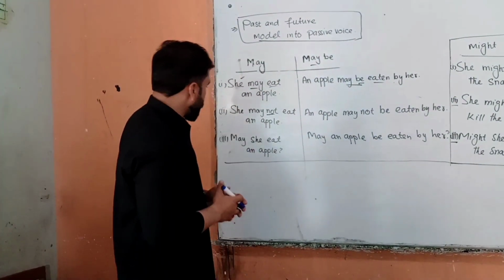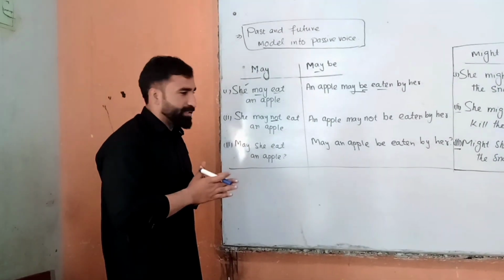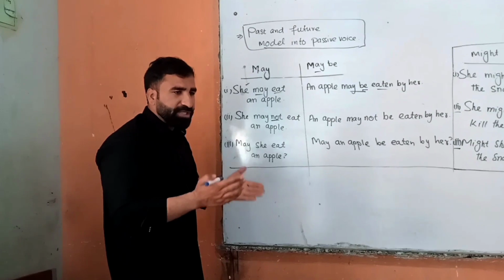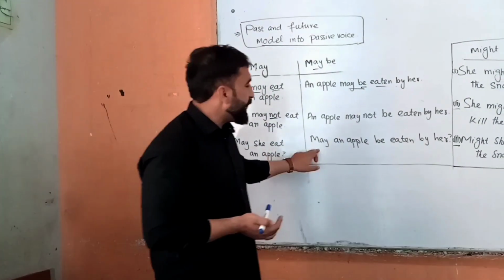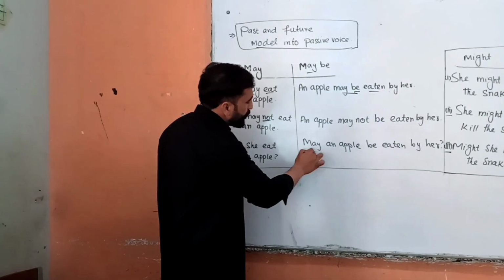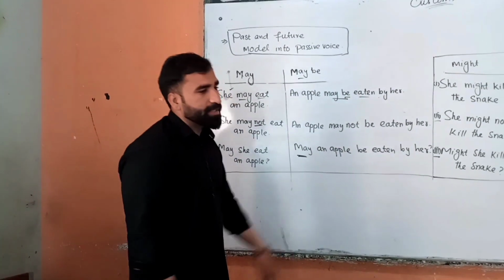If we are talking about the interrogative sentence, it will be "May she eat an apple?" In passive voice: "May an apple be eaten by her?" We put "may" at the start of the sentence.